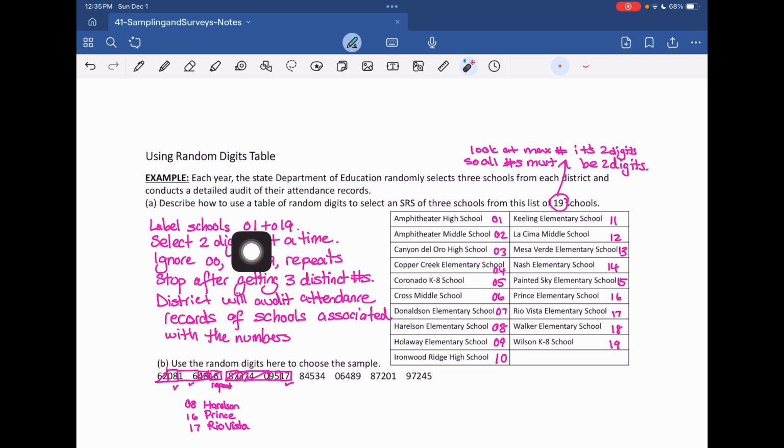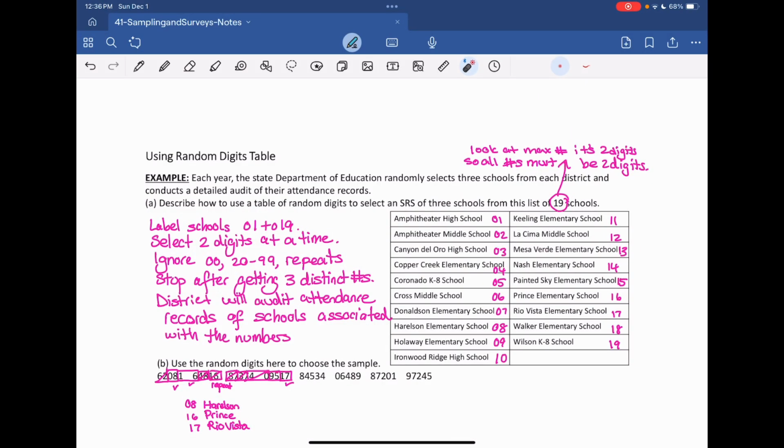We're labeling the schools 0, 1 to 19 because we're choosing 2 digits at a time. We're going to select 2 digits at a time. There's an ignore rule for most of these table ones. We're ignoring 0, 0 if we ever get 0, 0. We're going to ignore 0, 0 and then 20 to 99 because these numbers are outside of the range of these numbers. So anything outside of the range of these numbers that are 2 digits must be ignored. 20 to 99. 0, 0 is a possibility of occurring, so we're going to ignore that too.